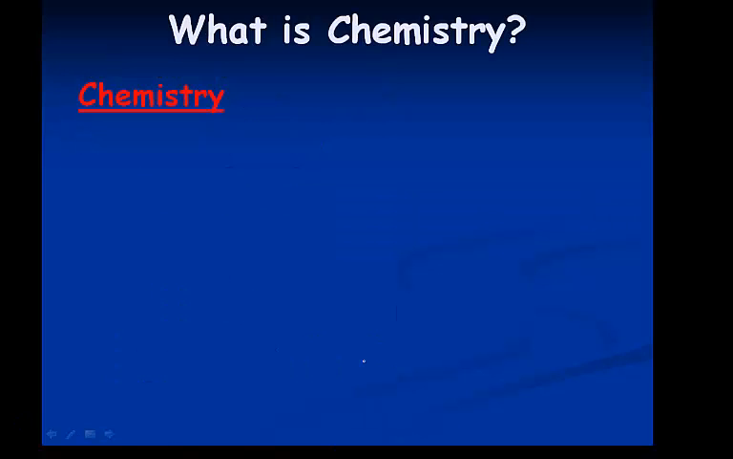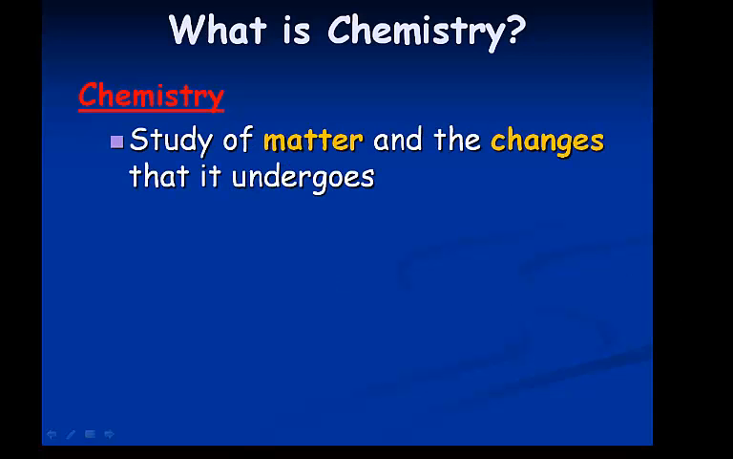Well, first of all, what is chemistry? What are we talking about when we talk about chemistry? Chemistry is the study of matter and the changes that it undergoes. So the stuff that things are made of and how we can change and alter that stuff.